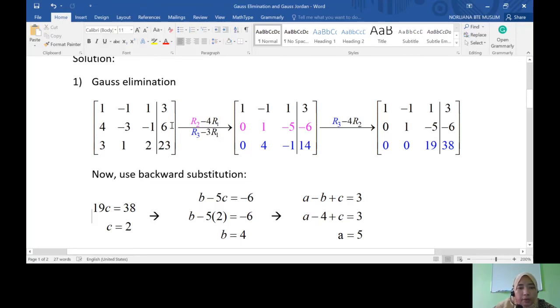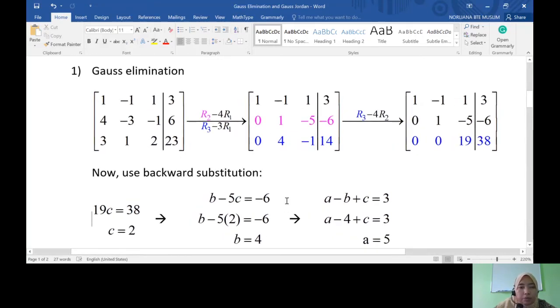So negative 3 now is changed to 1. This negative 3 minus 4 times row 1, which is negative 1, so negative 4 times negative 1 gives plus 4. Negative 3 plus 4, we get 1. For this one, negative 1 minus 4 times 1, we have negative 5. Then we do the same for 6: 6 minus 4 times 3, so 6 minus 12, we get negative 6. I have colored row number 2 with magenta to show that this row represents row number 2.